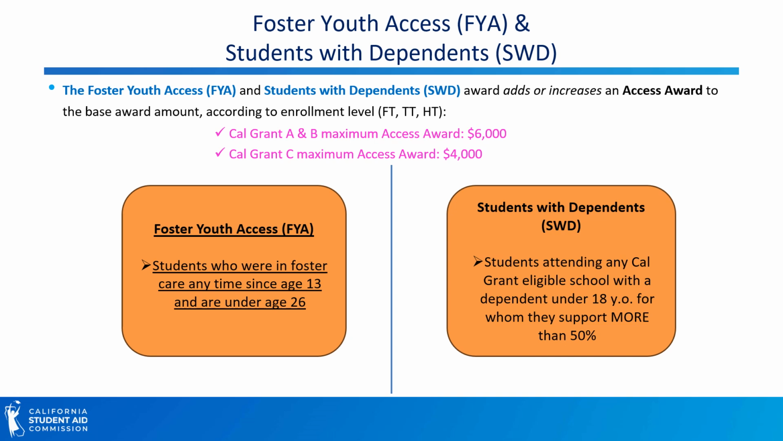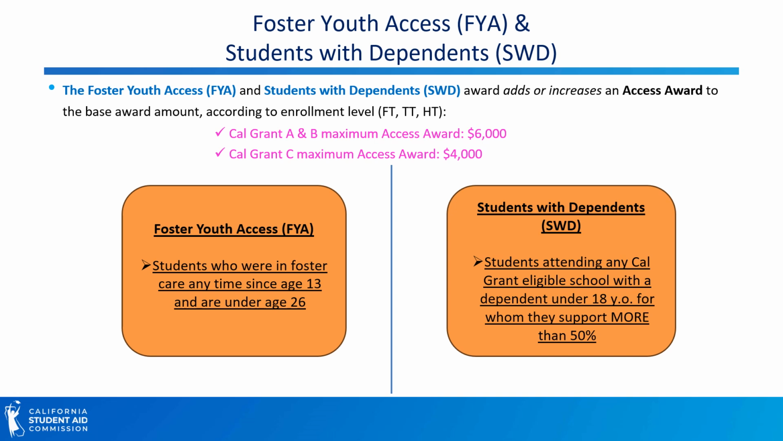The Students with Dependents Award pays student parents with children under 18 years old for whom they provide more than 50% support. These programs are considered add-ons to a Cal Grant award, which means they either add or increase an Access award depending on the student's enrollment level. Students who are awarded a Cal Grant A or a Cal Grant B can receive a maximum Access award of $6,000, and students awarded a Cal Grant C can receive a maximum Access award of $4,000.